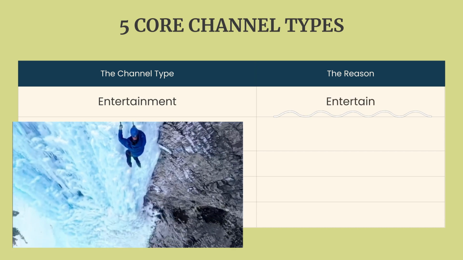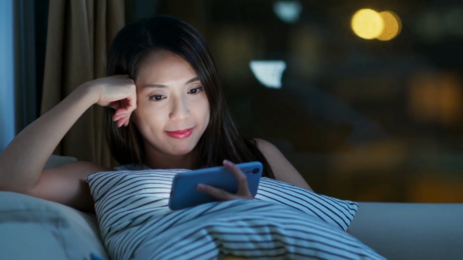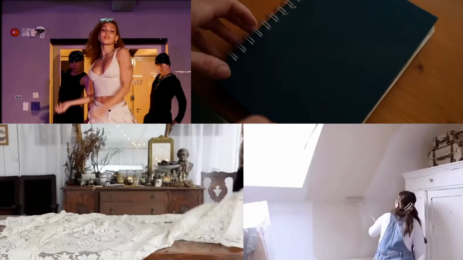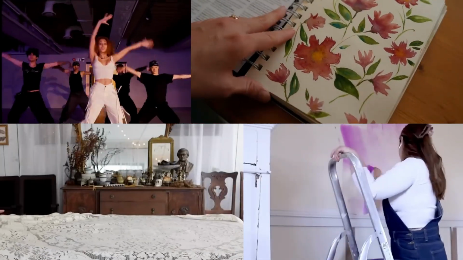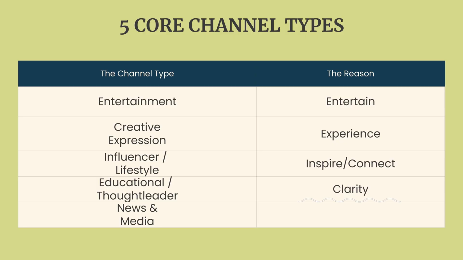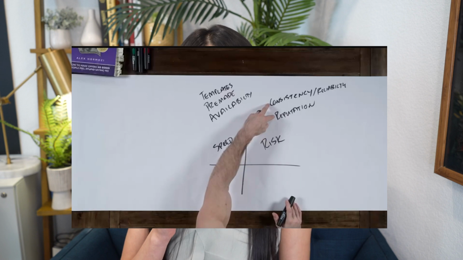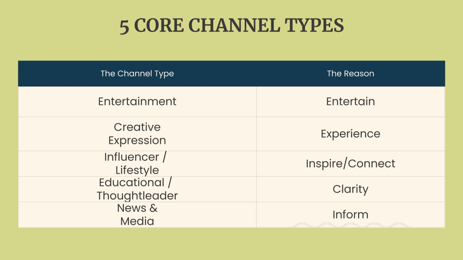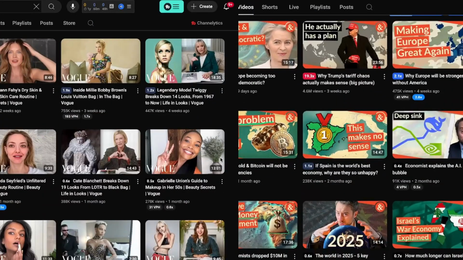Entertainment channels are there to entertain. They're here to be a bit brain dead, to relax, to tune out of work. Creative expression channels are there for the audience to experience something, to be more present, immersed, or moved by the act of creation. Influencer and lifestyle channels are there for audiences to connect. They're there to either aspire, to relate, or to mirror a certain lifestyle. Educational and thought leadership channels are there to provide clarity. People tune into them because they're trying to understand something, to have something reframed, to grow, to solve their problems. News and media channels are there to inform. People follow because they're trying to stay updated and aware.